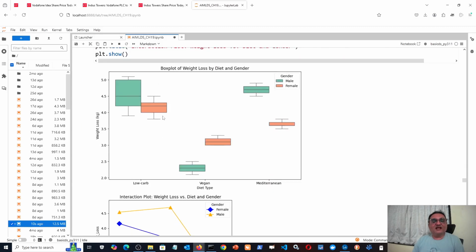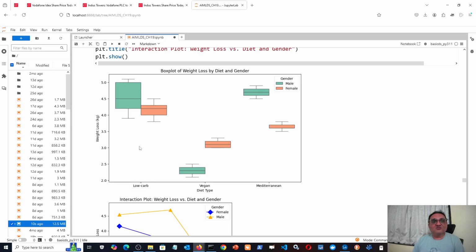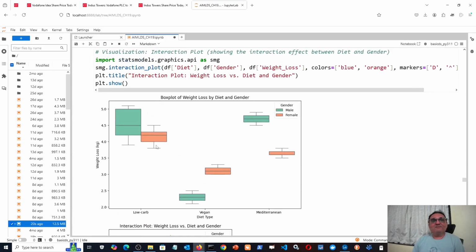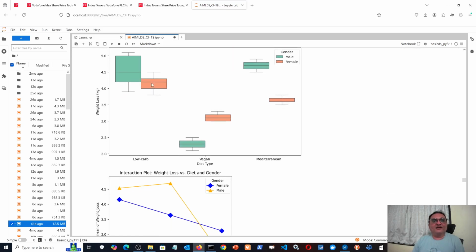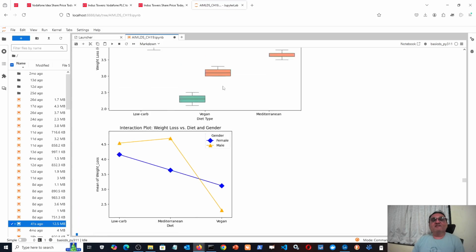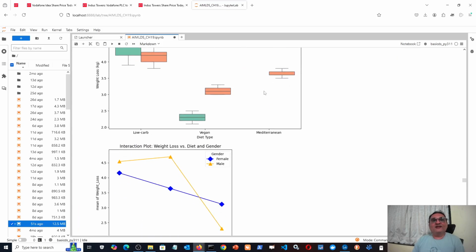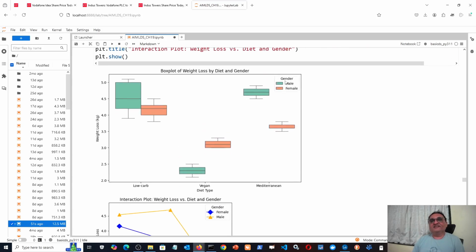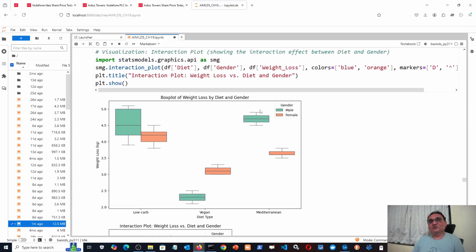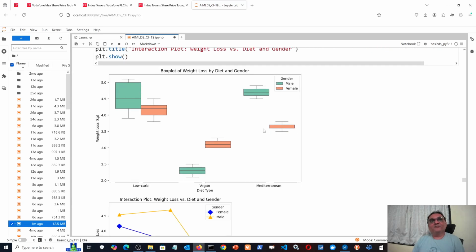So I am plotting this kind of graph, and you can see very clearly, the first graph is the box plot, which shows that for each diet type, low carb or vegan or Mediterranean, there is a marked difference in the effectiveness of that diet for males and females. Green is male, orange is female, and you can see that males usually lose more weight with the low carb diet, while females lose less weight with low carb diet. But for vegan diet it is reverse, females lose more weight and males lose less weight. And similarly for the Mediterranean diet also, males lose much more weight compared to females.